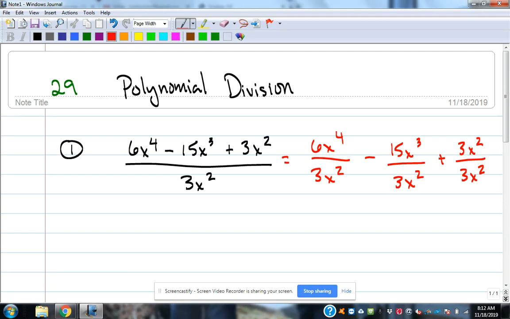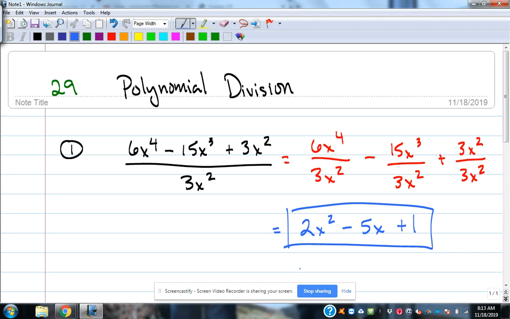So same idea here. If we're dividing by a monomial, that's what we can do. That's the simplest way of doing that problem. So the first term simplifies to be what? 2x squared. Good job. The second term minus 5x, and then the last term would be plus 1. So that's wonderful. If you're dividing by a monomial, that's definitely a possibility.